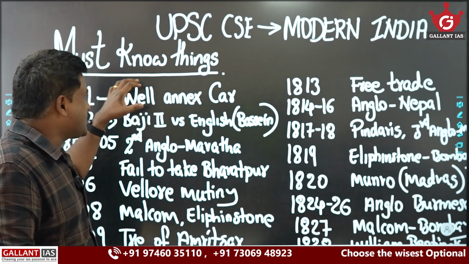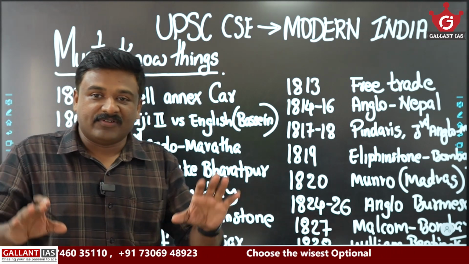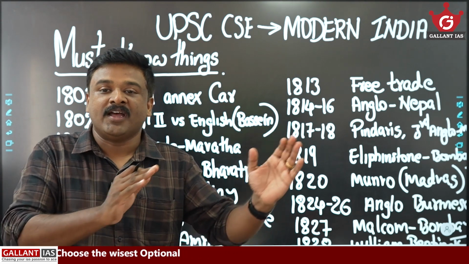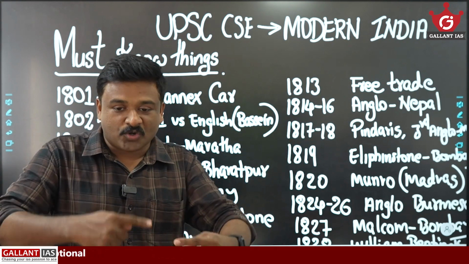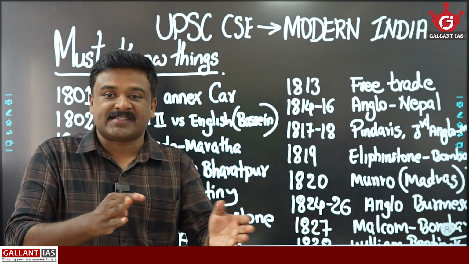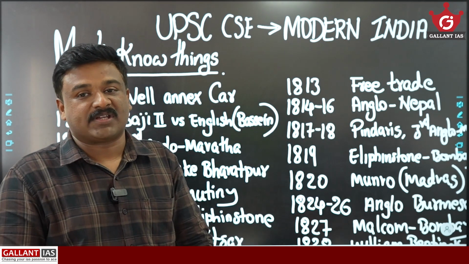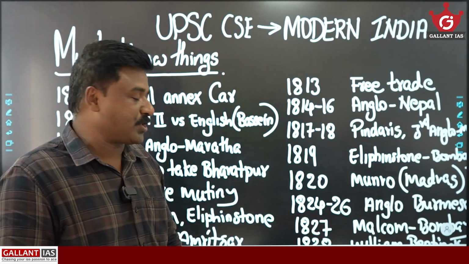So there are some must know things from modern India. We will see what are some must know things from modern India in a chronological order. So chronologically rearrange the events and things from history. That is also a favorite type of question from history in the civil service examination.